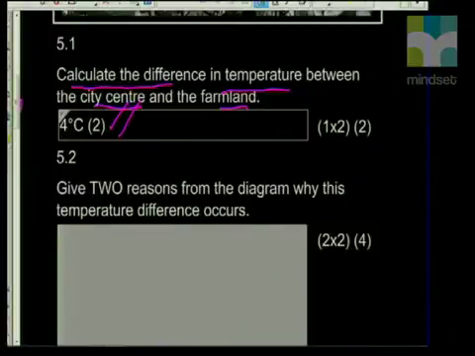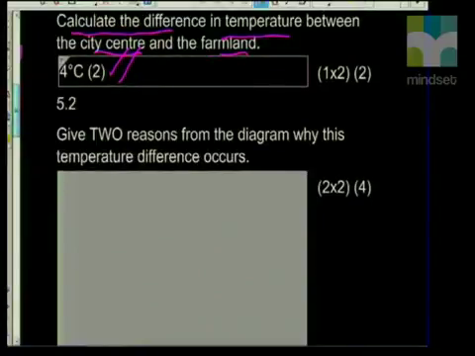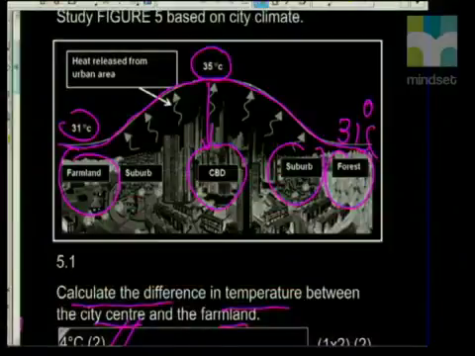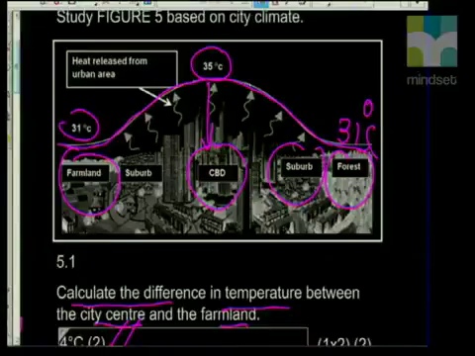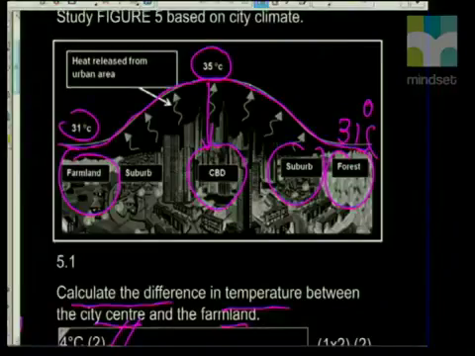All right? Give 2 reasons from the diagram why this temperature difference occurs. Please note, you know tons of information. Please, learners, look at the diagram. All right? We already see the buildings. So number 1, multiple reflections. We see there's a huge density of tarred surface. Here it's open fields. So we talk about tarred surface absorbing heat. All right? We look at the density of buildings, lack of vegetation.